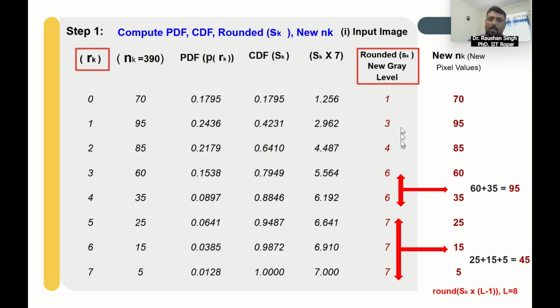These are the rounded values. So 1.2 is 1, 2.9 is 3, 4.4 is 4, 5.5 is 6, 6.1 is 6, and 6.6 is 7. Likewise, I have calculated the rounded values also. In the previous histogram equalization, we did this in a single step. We had the formula: round off sk multiplied by L minus 1. Since this is an 8-bit image, why am I saying 8-bit image?